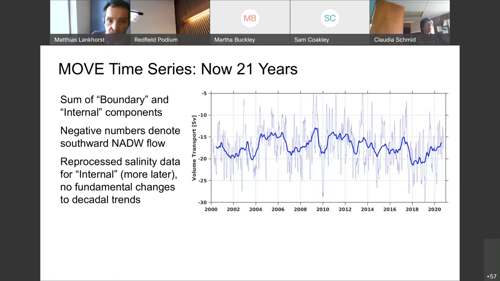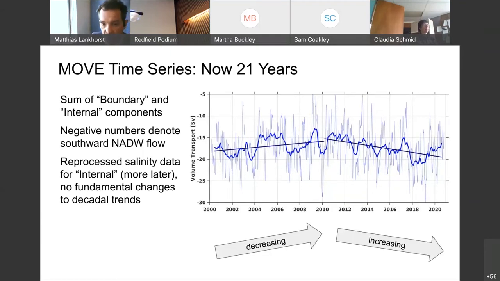Earlier this year, I reprocessed the salinity data for the internal transport. I'll have a couple more slides later. But that did not fundamentally change the decadal trends. It did change the wiggles of those wiggly lines a bit, though. So the time series does look a bit different visually from what I showed 4 years ago.